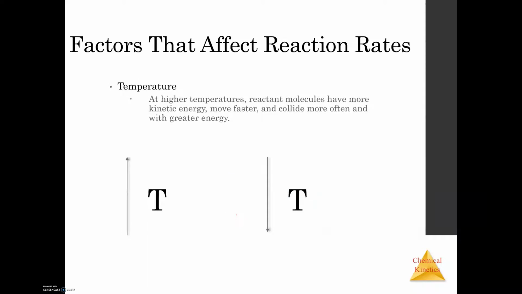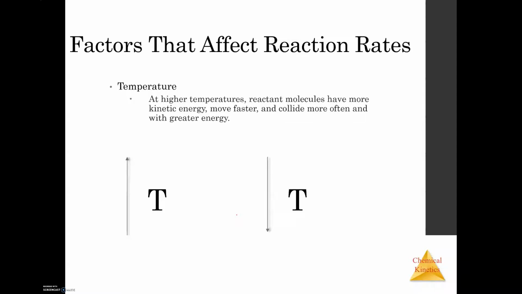Another factor is temperature. Temperature is an important player here. As you increase or decrease the temperature, what happens? You affect the kinetic energy of those molecules. If you increase temperature, you're going to make things go faster. The faster they go, the more likely they are to interact with each other, and that's what causes the rate of reaction to increase.